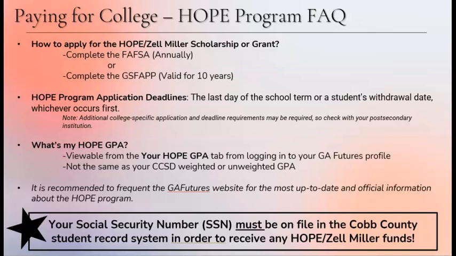And know that we must see the card. Just simply telling us the number won't work because again, the HOPE program is a statewide program. And so we have to have proof that the card is actually there and the numbers are what you say that they are. So please, please, please, if your social security number and card is not on file with us here at the school, please be sure to bring that by the counseling office so we can quickly rectify that for you and get you all the money that you deserve.